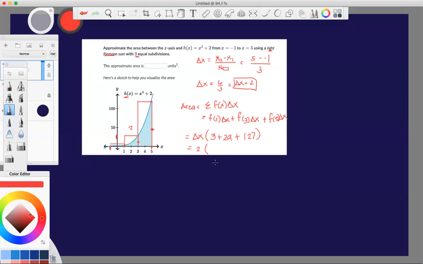Will that give us 3 plus 29 plus 127, which is 159. Does everybody have the same values, guys? Yeah. And then we multiply that by 2. 318. So your final answer would be 318 square units. Easy?